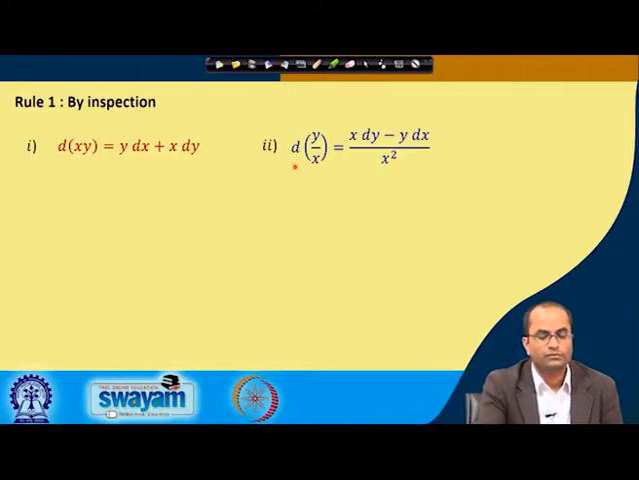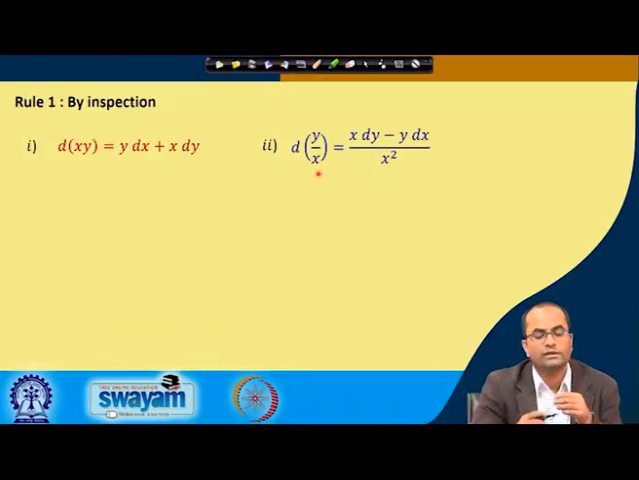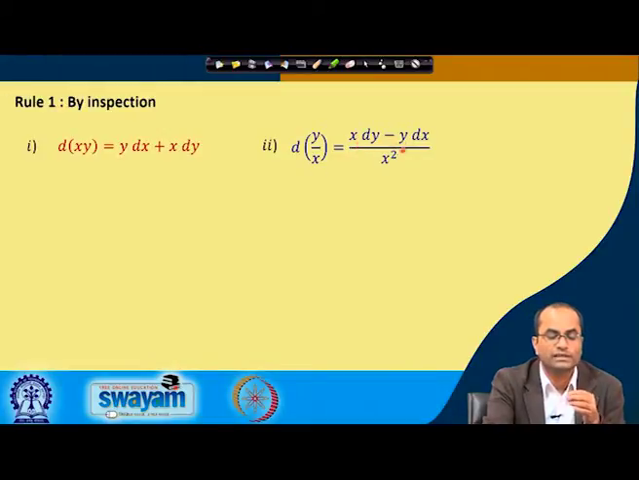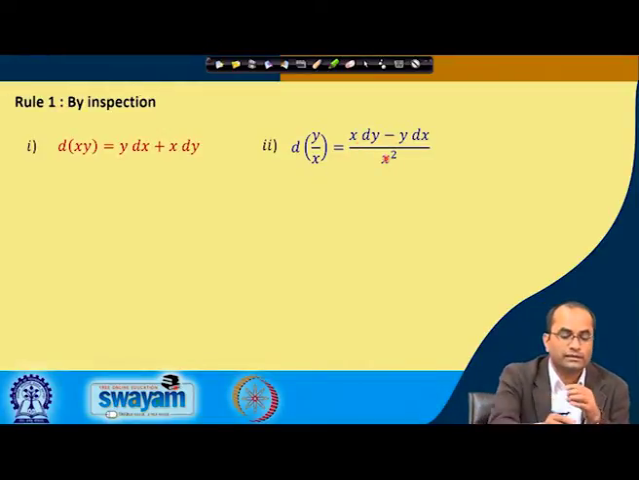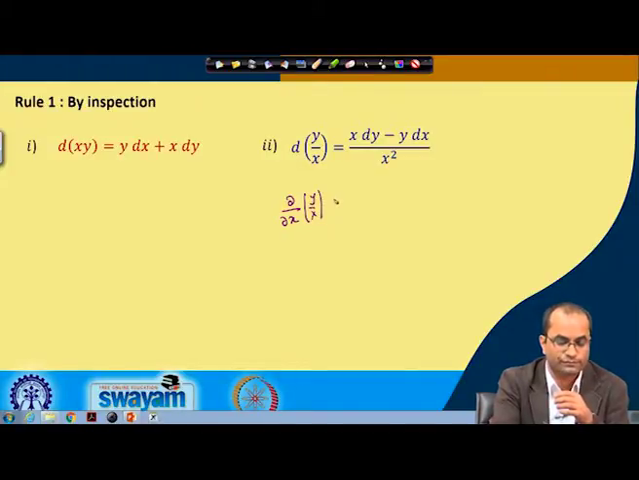Another standard form could be the differential of y over x. Again, by using the formula which we have just used, we will realize that the differential of y over x is nothing but x dy minus y dx over x square. The approach is the same: we take the derivative of the function y over x with respect to x, times dx, plus the partial derivative with respect to y, times dy.